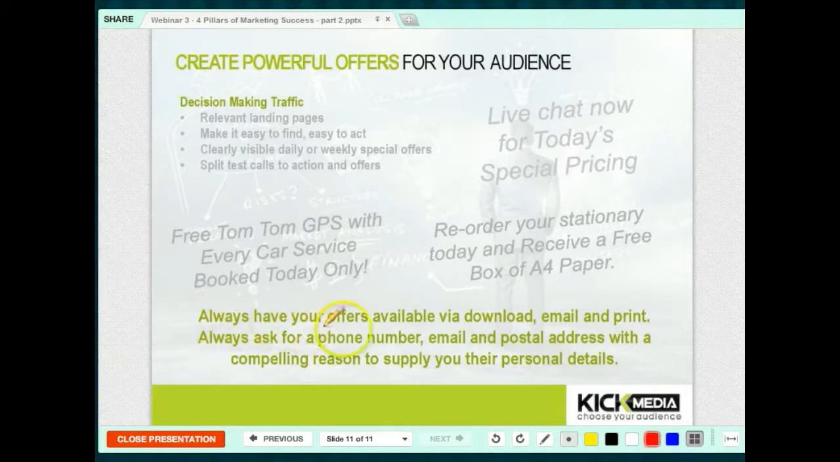Okay, so always have your offers available via download. Firstly on your website, via download, email, and print. Always ask for a phone number, email, and postal address, with a compelling reason for each person to supply those details to you. So again, remember, that's just a summary of what I went through before.